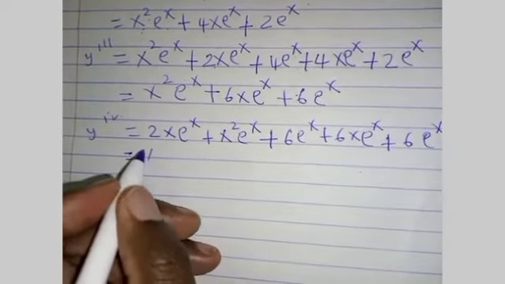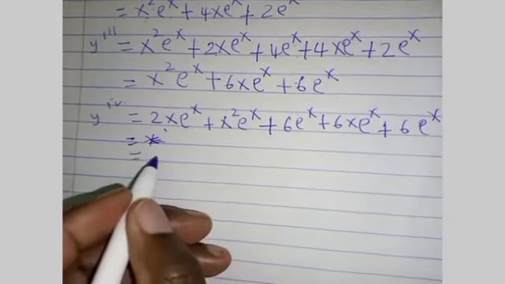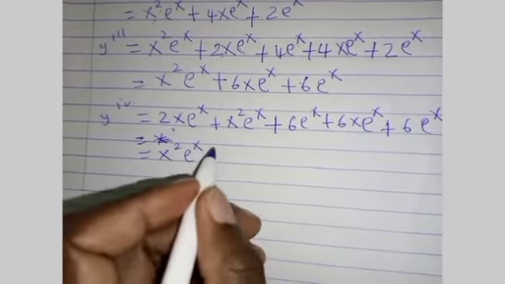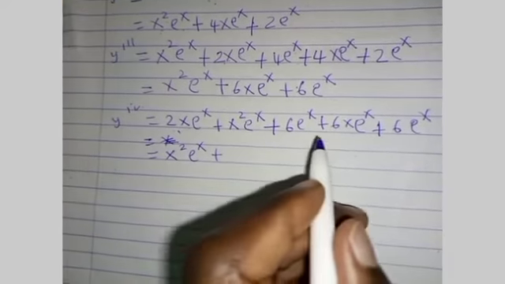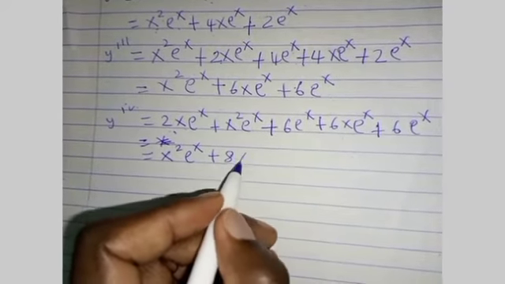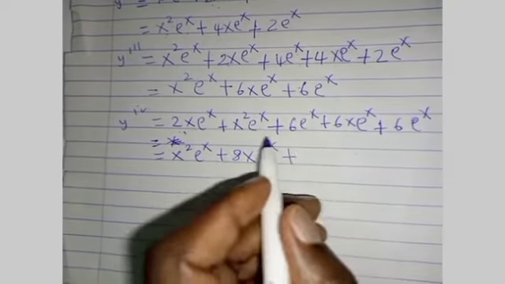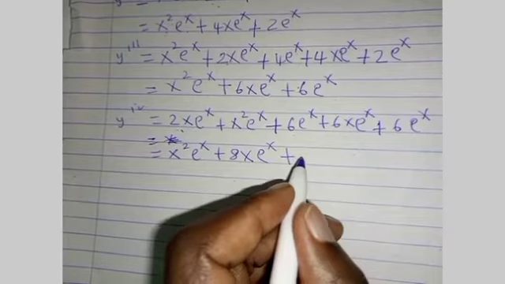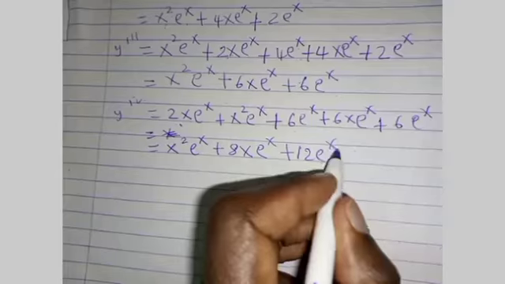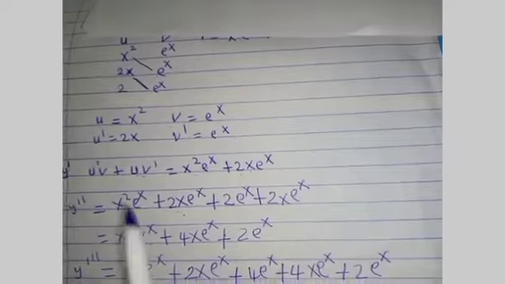So we have x squared. Let me write it here. We have x squared e^x plus 2x e^x. There's this other one here. So we are going to have 8x e^x plus we have 6 and 6, 12 e^x. So that is the fourth derivative of this function we are given here.